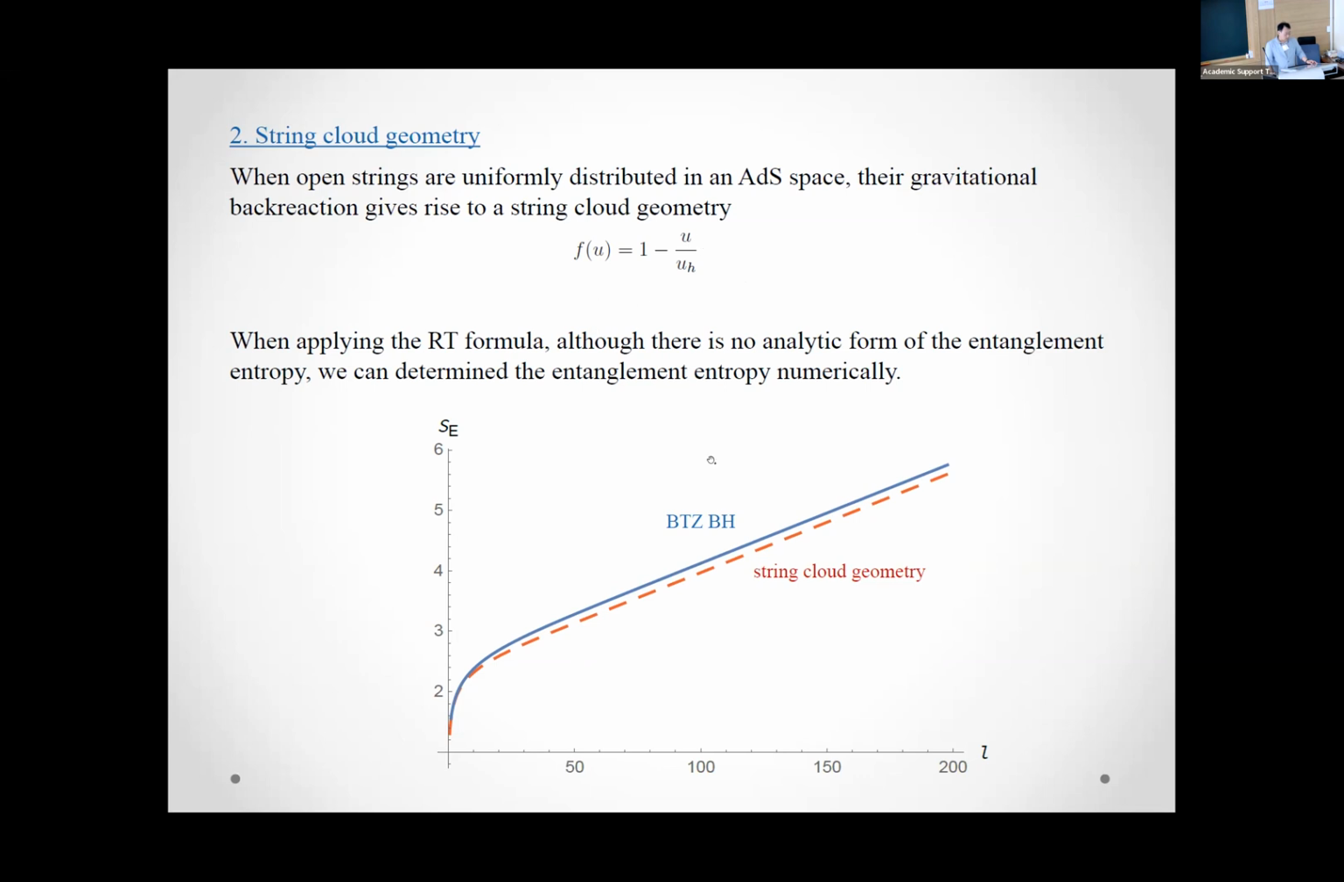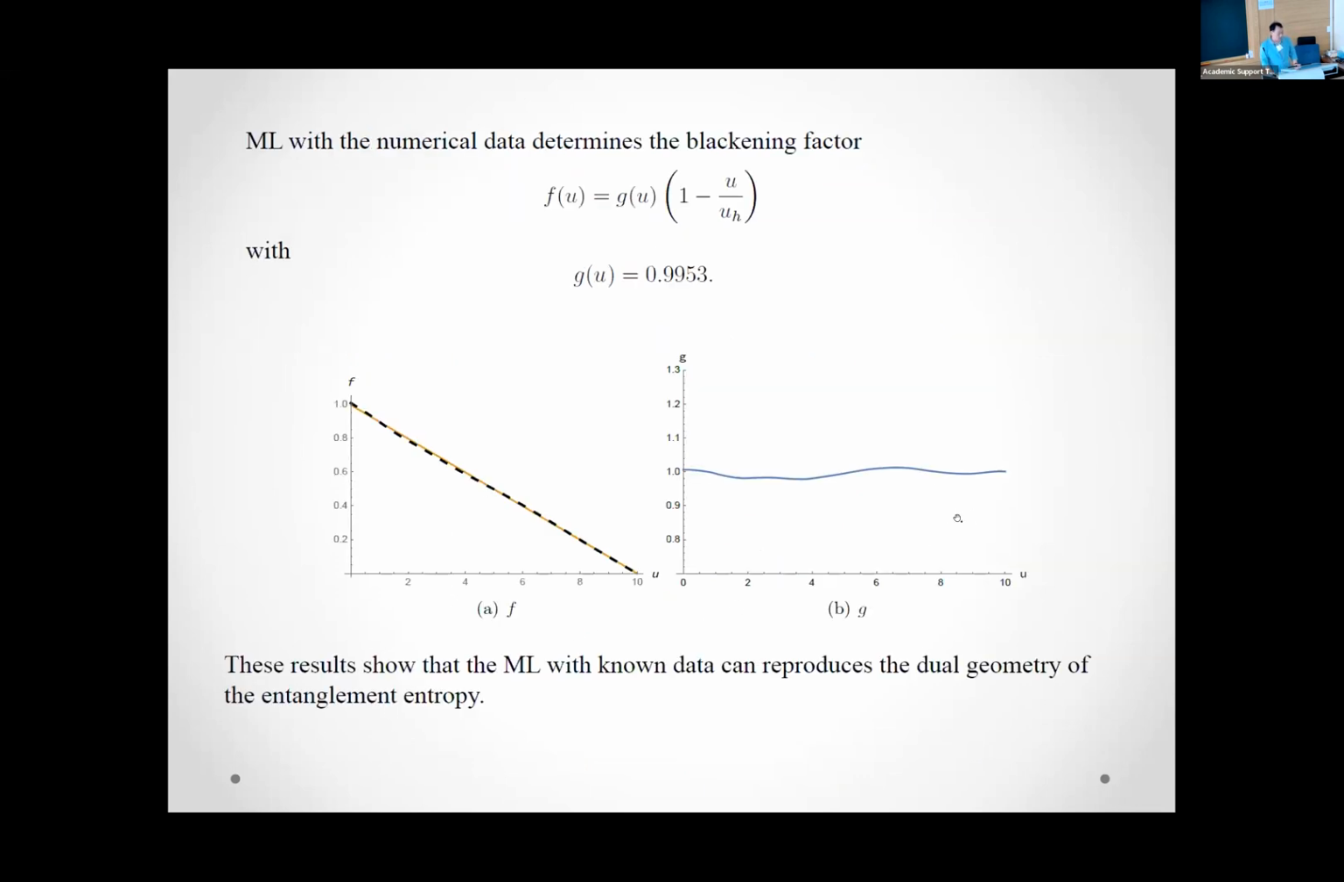But if we consider the string cloud, this corresponds to a medium composed of very massive particles. In that case, the entanglement entropy follows this orange dashed line. That's a numerical result. We don't have any analytic form, but still, using this numerical data, we reconstruct the dual geometry. So this is the expected form.